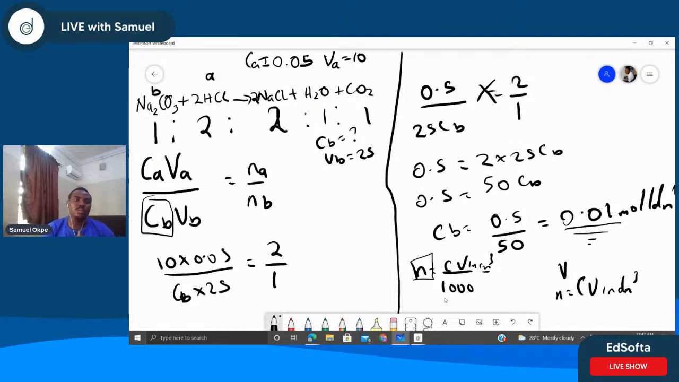Now let's look at more questions. You can see it is very important for you to understand what a balanced equation is, how to get the mole ratio, and how to move on after getting the mole ratio. So let us move on.